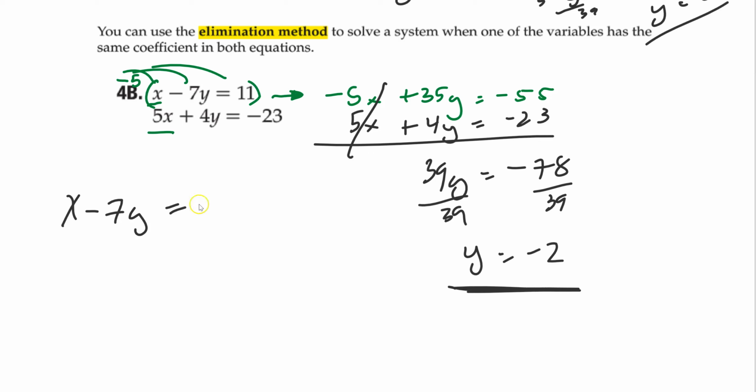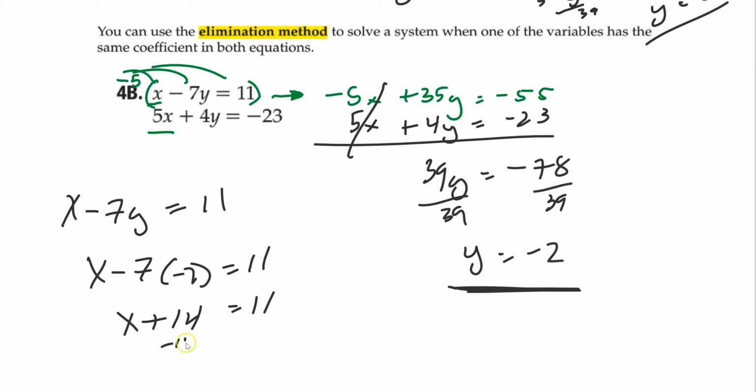So I have this, and now I know y is -2. So x minus 7 times -2 equals 11. X plus 14, double negatives, equals 11. Subtract 14. X equals -3. I write my answer as a little point, (-3, -2). Alright, so that's the elimination method.